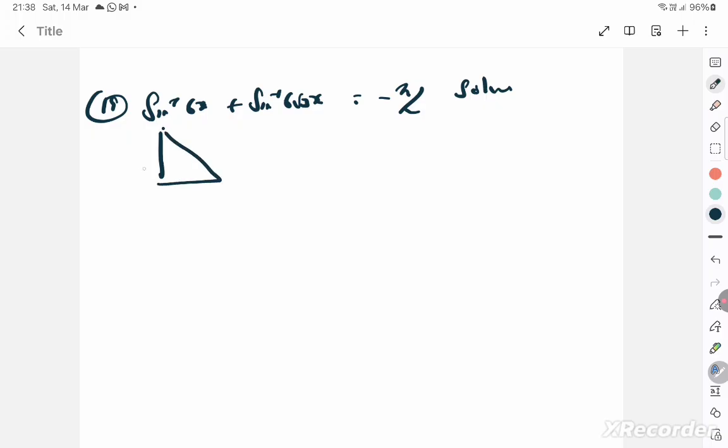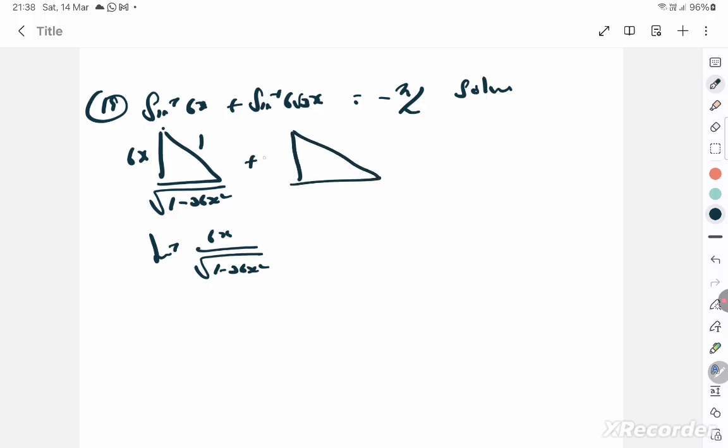Just write it as opposite 6x, hypotenuse 1. So this will be root of 1 minus 36x square. So when you write it as tan inverse, it's 6x by root of 1 minus 36x square. Plus again this one is 6 root 3x. So opposite is 6 root 3x and adjacent is 1.